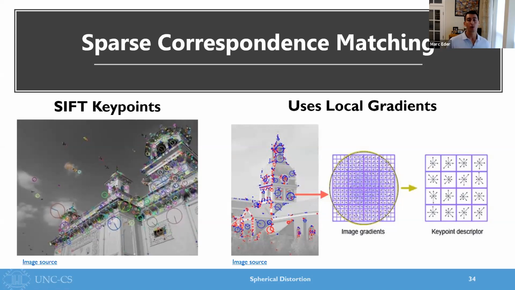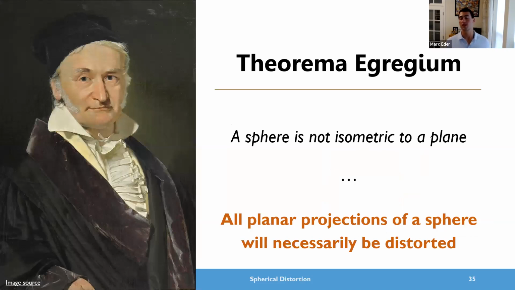Unfortunately, though, it turns out there's nothing we can really do to address this spherical distortion problem. A consequence of Gauss's famous Theorema Egregium is that a sphere is not isometric to a plane. So what this means is that all spherical images will necessarily have some distortion. Therefore, our only option is to accept the presence of distortion and seek ways to mitigate its effect.